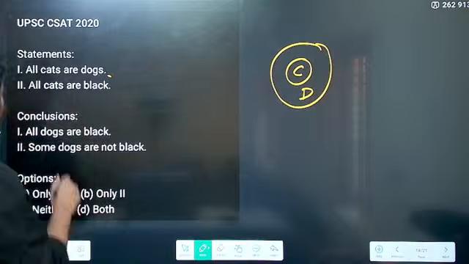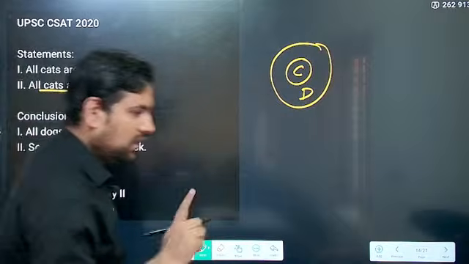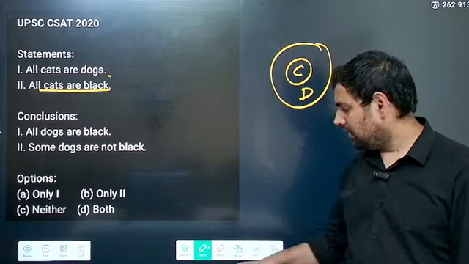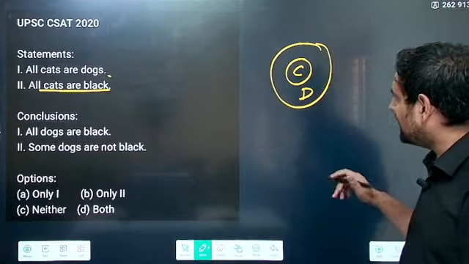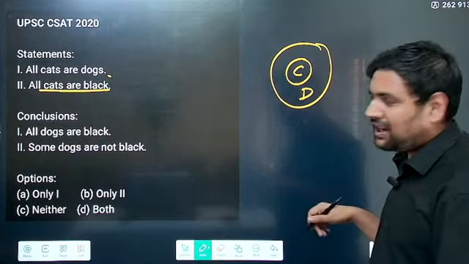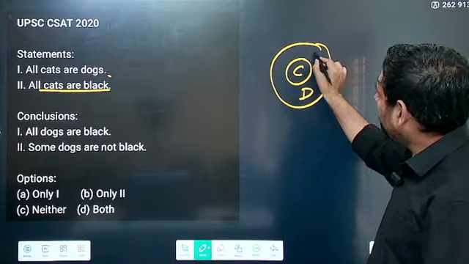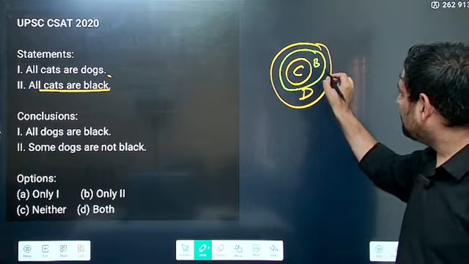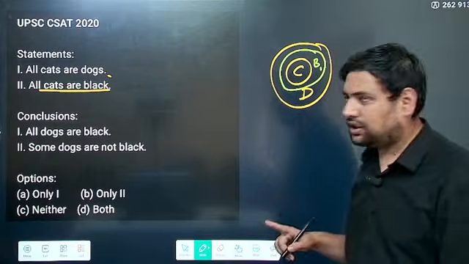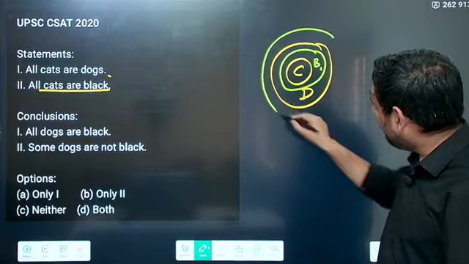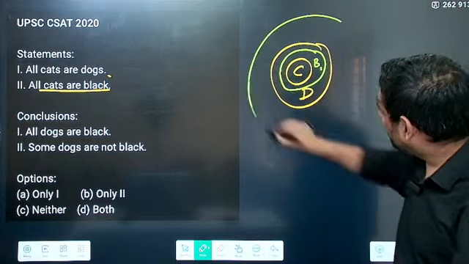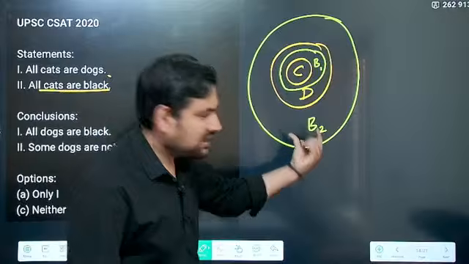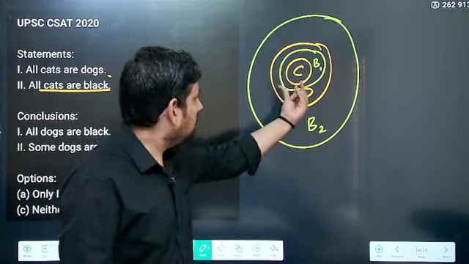Now all cats are black. How do I draw black? See, there are two possibilities now. All cats are black, all dogs are black, all cats are black. Now I may have black here. This is one possibility, I'm calling it B1. Or all cats are black, so I may also have a very big circle like this, even bigger. This is also a possibility. Very clearly all cats are black, correct? Here also all cats are black.